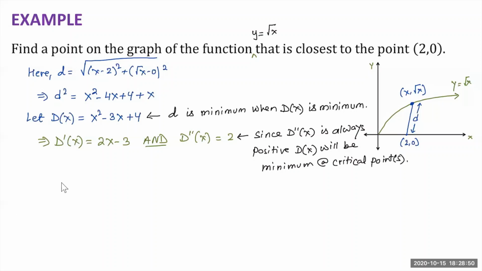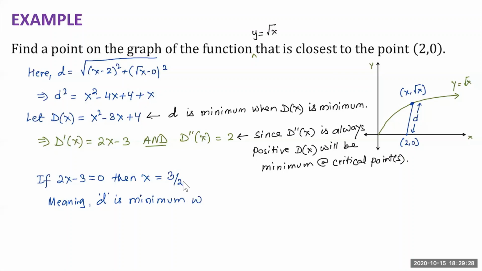So now in order to find the critical point, we set the first derivative to 0. So let's do that. If the first derivative 2x minus 3 is equal to 0, then x equals 3 over 2. Meaning of that is the distance is minimum when x equals 3 over 2. So let me write the meaning of that: d, or the distance, is minimum when x equals 3 over 2.